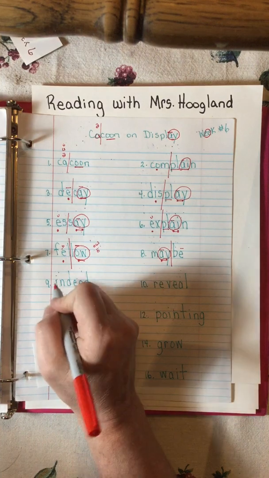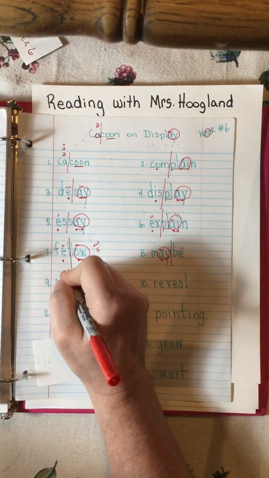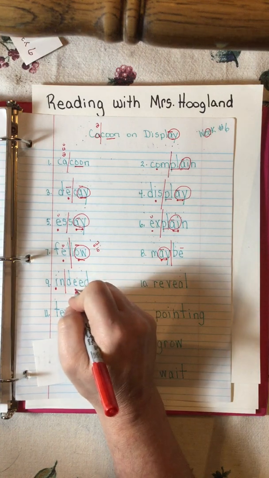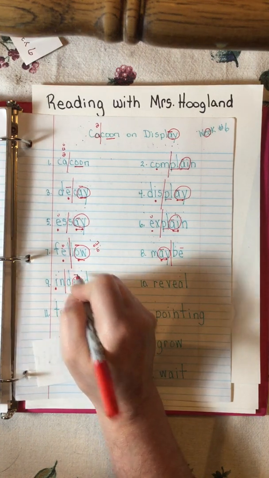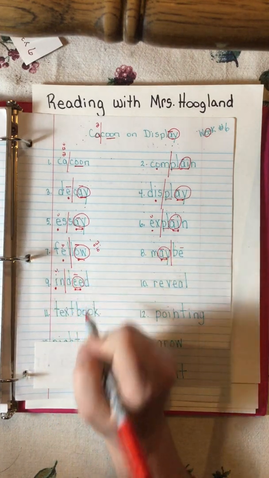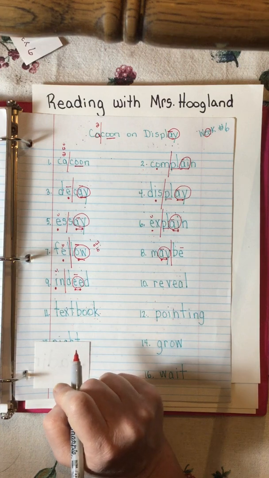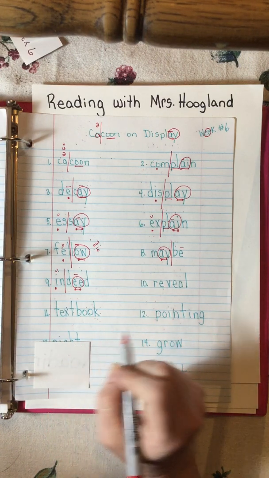The next word, I have a vowel, consonant, consonant, then a vowel, two vowels together. We know that double E says what? E. So we got indeed. Indeed, I do. That indeed just means yes. Another way to say yes.